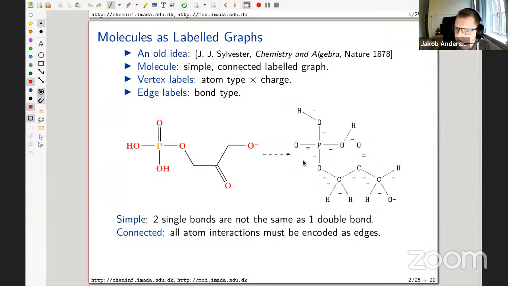So why do we have simple graphs? Even though we have these double bonds here, we could have chosen to make those as two parallel edges instead. But semantically that won't go well, because of how molecules behave: two single bonds in parallel and a double bond behave differently. So it's good to merge them into a new entity. Similarly, if we have a molecule, we assume that all interactions among atoms are encoded as edges in some way. That becomes quite important for some of the next ideas.